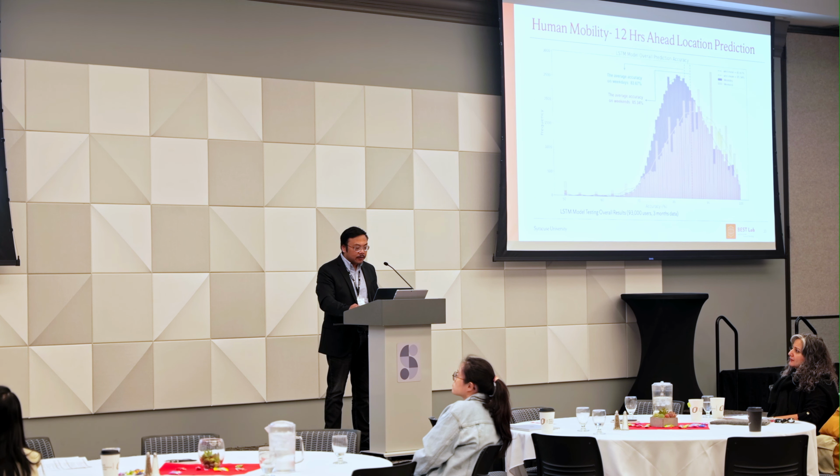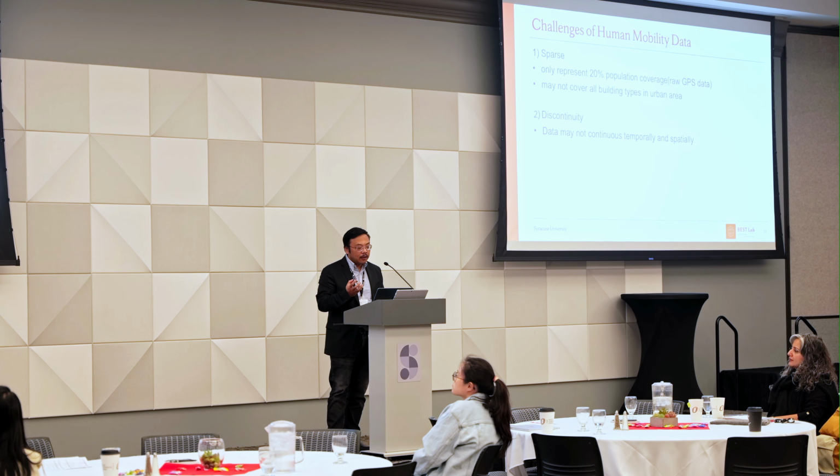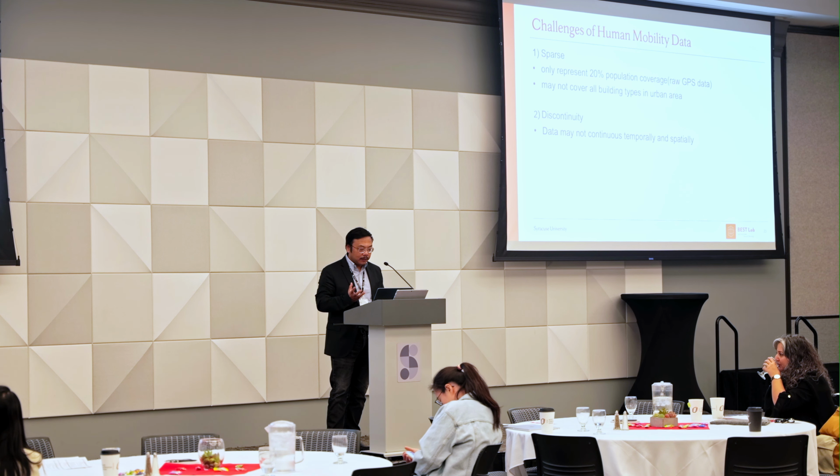But there are challenges with human mobility data. The first challenge is sparsity. The data is very sparse. It only represents 20% population coverage. It does not represent 100%, and that's how they collect the data. The second one is that it may not cover all building types in the urban area. It may only cover a few types of buildings.